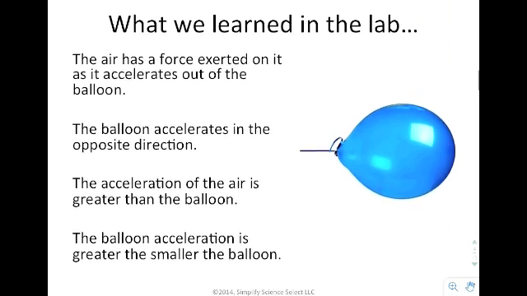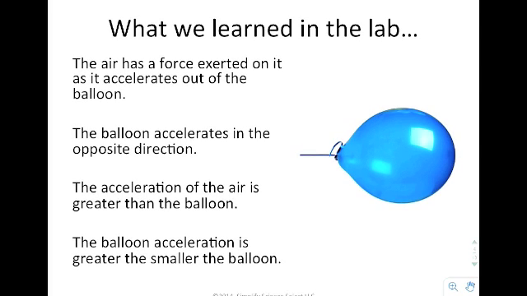So, what we learned in the lab, that air has a force that's exerted on it as it accelerates out of the balloon. So, when you release this thing, air is accelerated out of the balloon backwards. So, there's a force exerting the air, pushing it outward. That the balloon in turn accelerates in the opposite direction. And we also know that the acceleration of the balloon is less than that of the air. The air comes out a lot faster than the balloon itself moves.